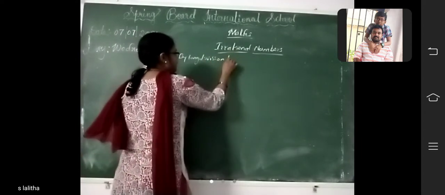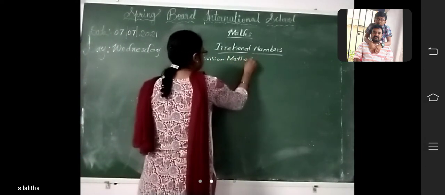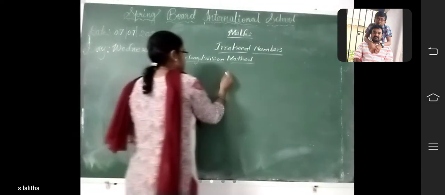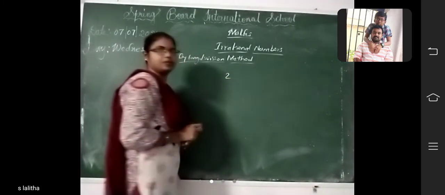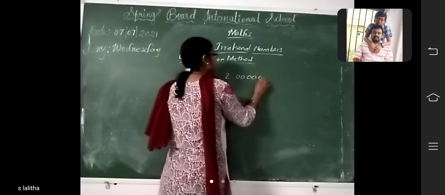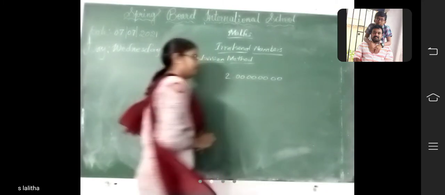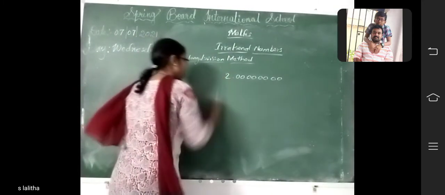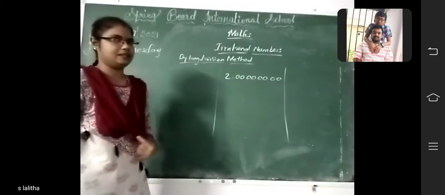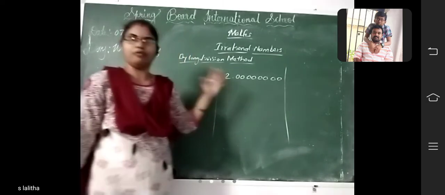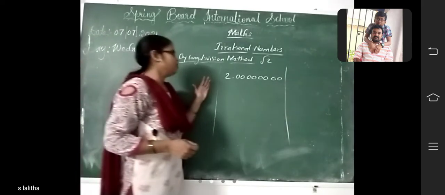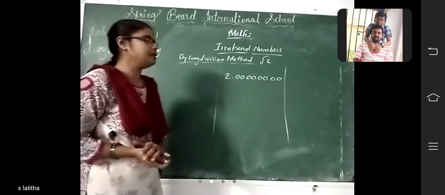We already learned it in 8th class. Do you remember this one? Long division method. See, 2. Okay, decimal point. You can write as many zeros as you wish. You can write this number between the vertical lines. So we have to know the value of root 2. Let us find it by the long division method.